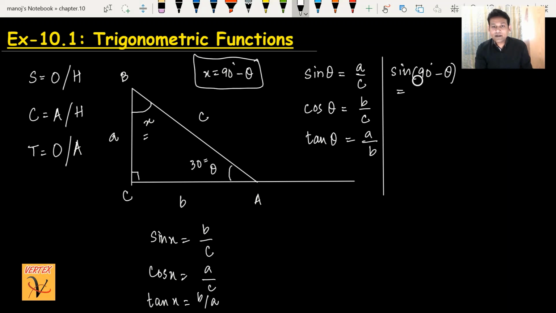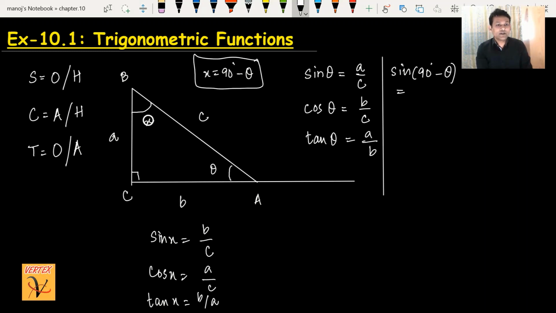Sine 90 minus theta means we are talking about this part, this side. When theta is there, 90 minus theta is x. And don't worry to learn the relation that sine 90 minus theta is cos theta. What you have to do: sine 90 minus theta means, according to this part, 90 minus theta.